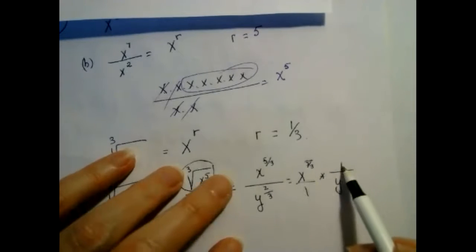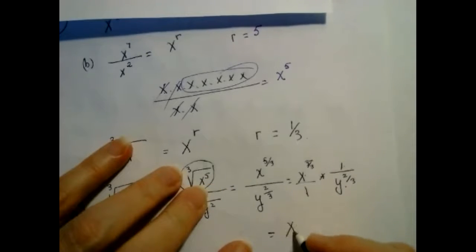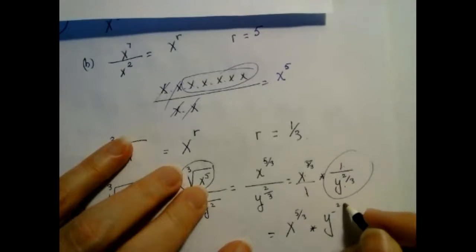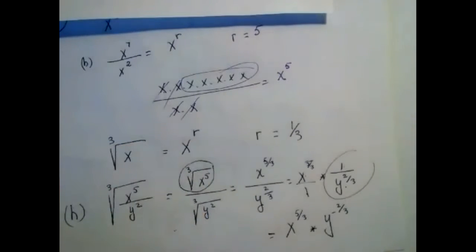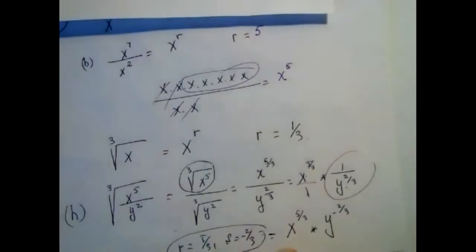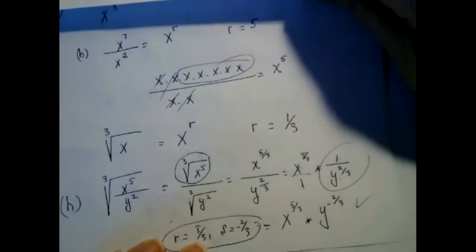Those are two fractions. This times 1 and this times 1. So finally, you get x to the 5/3, 1 over y to the 2/3. This is y to the minus 2/3. So here, my r is 5/3. My s is minus 2/3. So if you can get this one, we are in good shape. All right. Any other questions? All right.